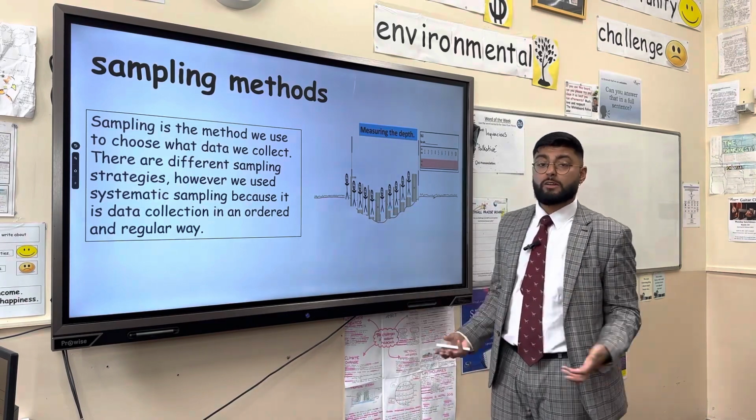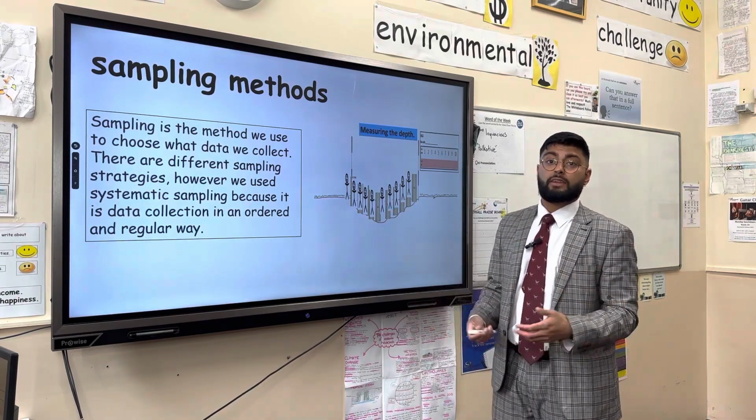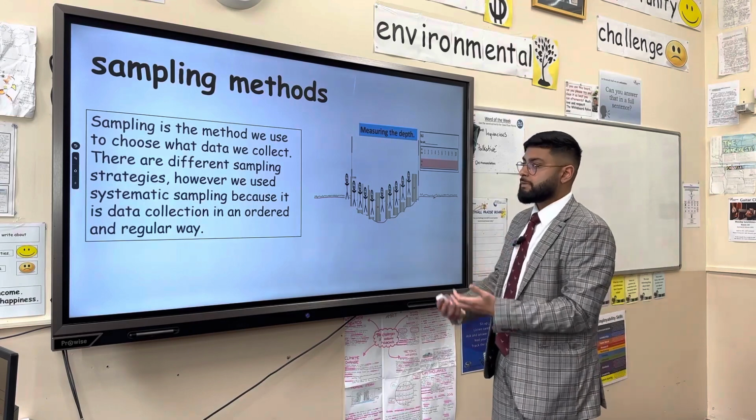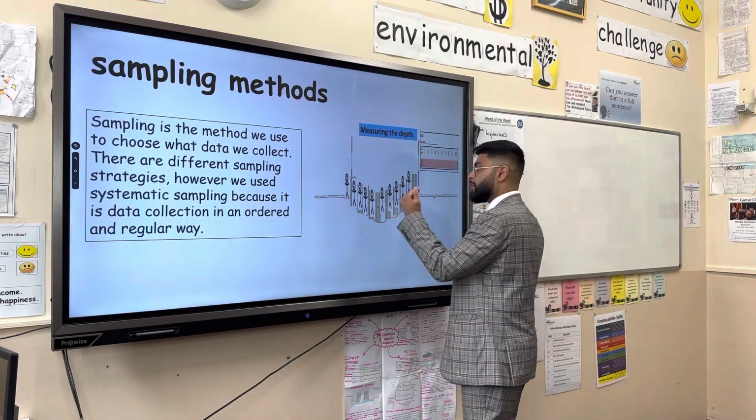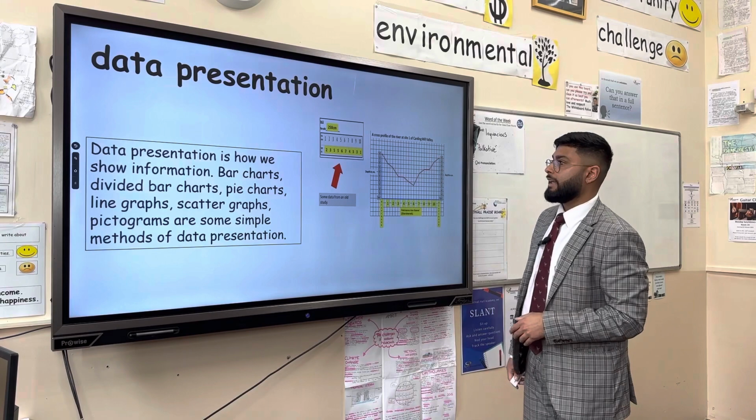We could have just randomly measured the river width. That would have been random sampling. But we did systematic sampling. We came up with a system of measuring at regular intervals.